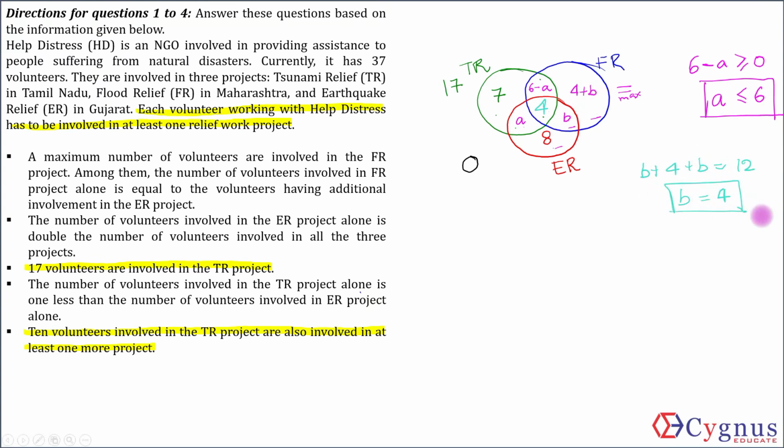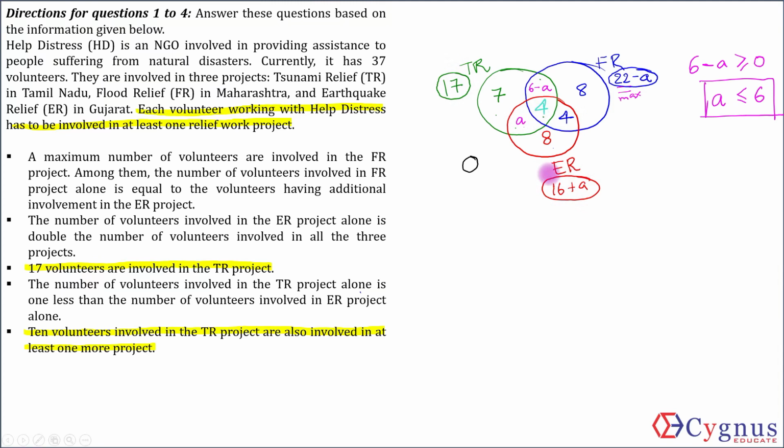So I just take out all these values and I put it back in this. At this point, I can quickly total up all the values in the FR project and all the values in the ER project. So 8 plus 4, 12 plus 4, 16 and 6, 22 minus A is the number of people involved in the FR project. We already know that there are 17 people in the TR project, and in the ER project 8 plus 4 plus 4, 16 plus A. Number of people involved in the ER project is 16 plus A.